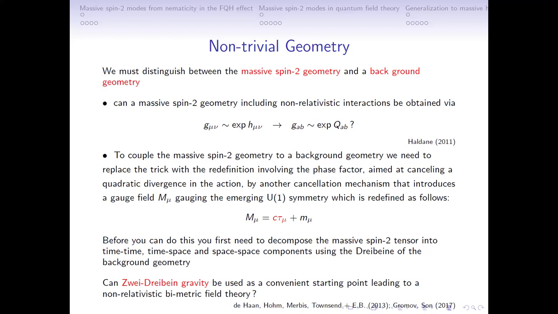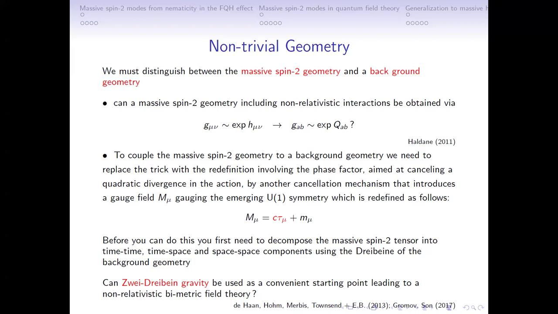But the other thing is that if you want to make this massive spin-two geometry, you really have to take the limit in a different way from how I did now. When I went from Galilei to Bargmann, I did a funny trick with a phase transformation. I did a redefinition of the phase factor in order to avoid infinities.